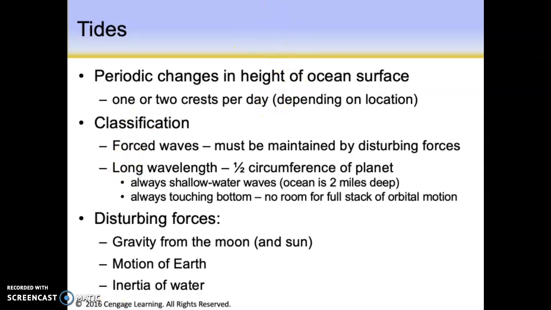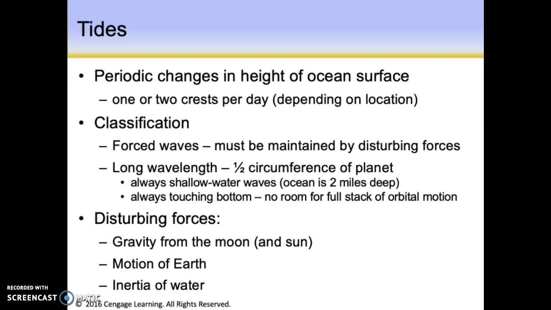Now, what creates these? Well, our primary disturbing force is the moon. This is what sets all this in motion. The sun, we'll find, creates a tide as well. We'll talk about that at the very end. But we're going to focus on the effect of the moon.